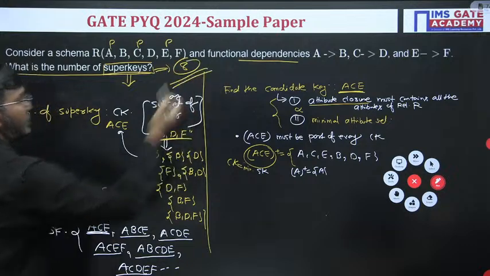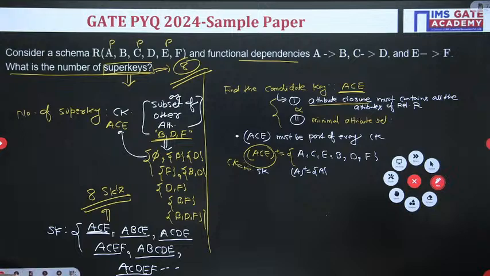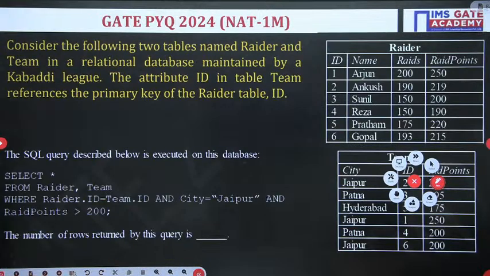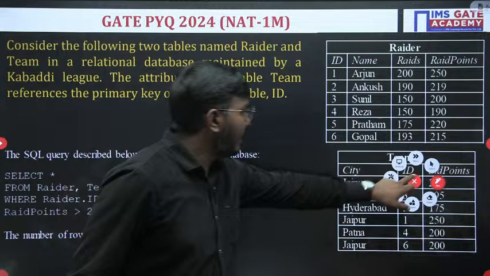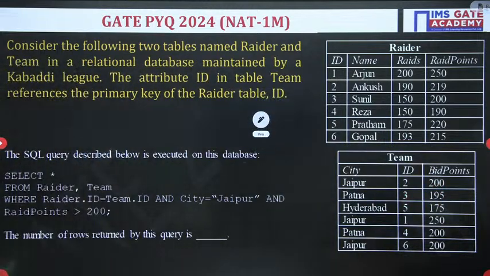It's a very easy question. We have discussed so many questions in the classroom. Very good. Now, quickly let's go to the next question here. See, this is from the previous year. Tell me the answer here quickly. Solve these questions, it's easy only. We are given two relations, one is the team and the raider, with some attributes, and asking the number of rows returned by this query.